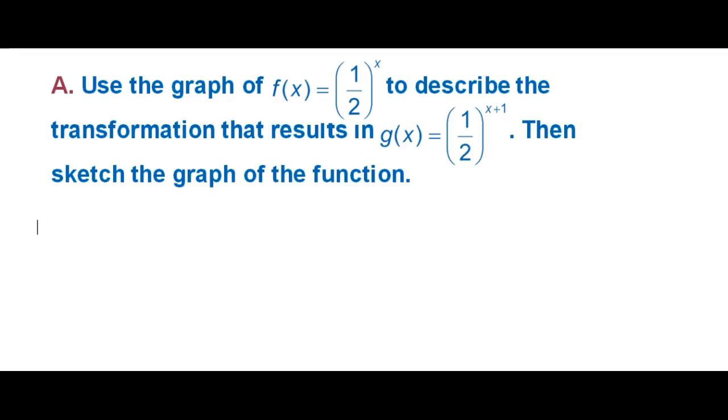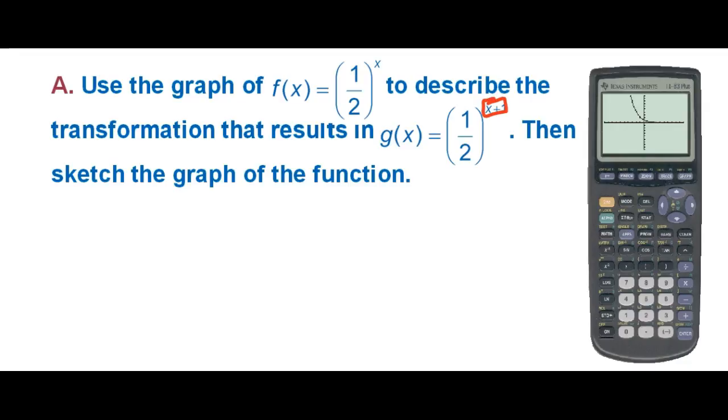So if you remember from before, we have to take a look at the outside and the inside of the function. In this case, the outside would be whatever's done outside of this base, and then the inside would be whatever is done to the exponent up here. In this case, since we're adding 1 to the exponent, we're looking at something that's going to be done left and right. And remember, when the addition is on the inside, we do the opposite of what you would expect. So since we're adding 1 to x, it's going to cause this graph to move to the left 1 unit.